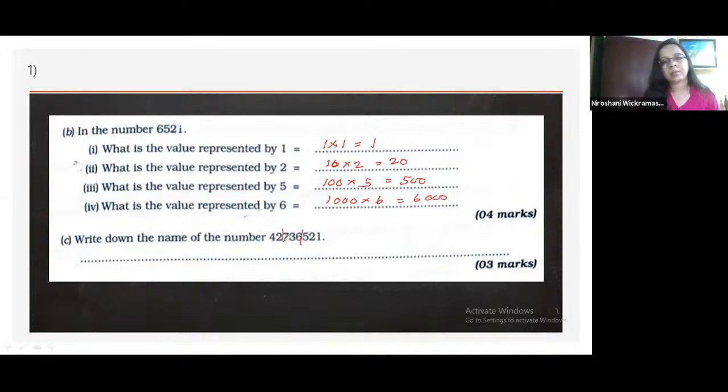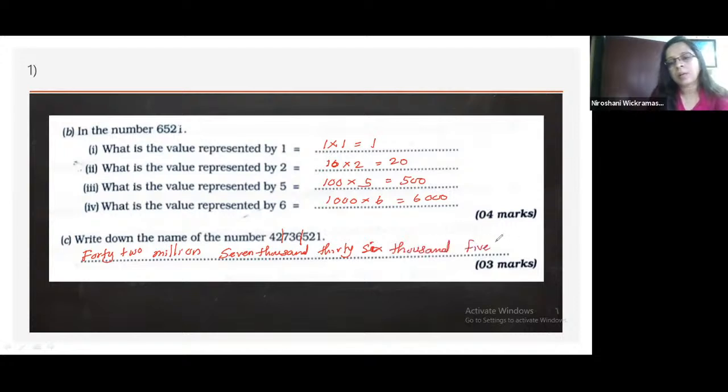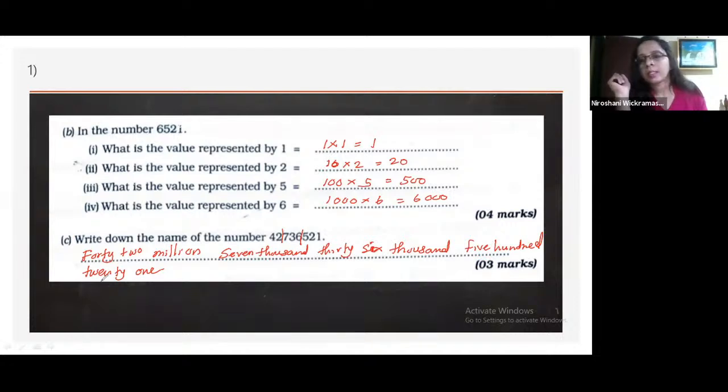Write down the name of the number. We have to write the name. Look at it now. We have separated it into zones. You can write 42 million 736,000 521. 521. Can you understand? 42,736,521. Then for this, 4 marks, for this, 3 marks.